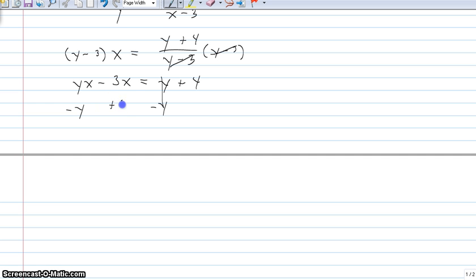add 3x. So on the left side, I've got yx minus y. On the right side, I've got 4 plus 3x.